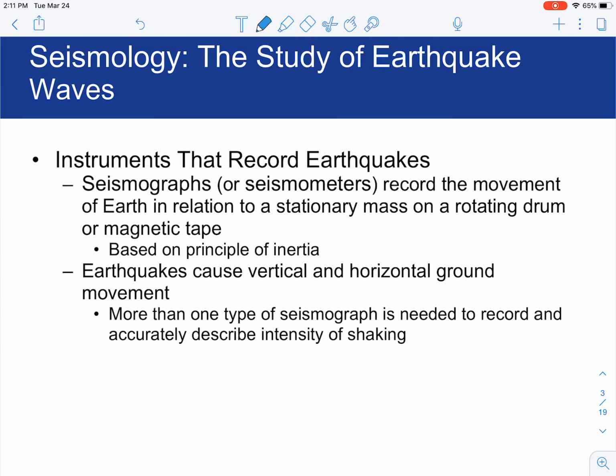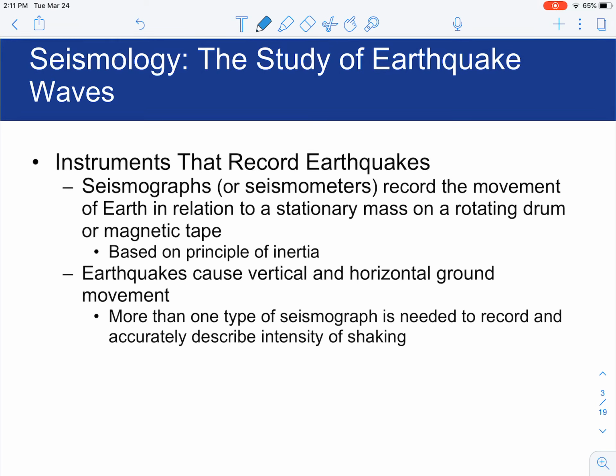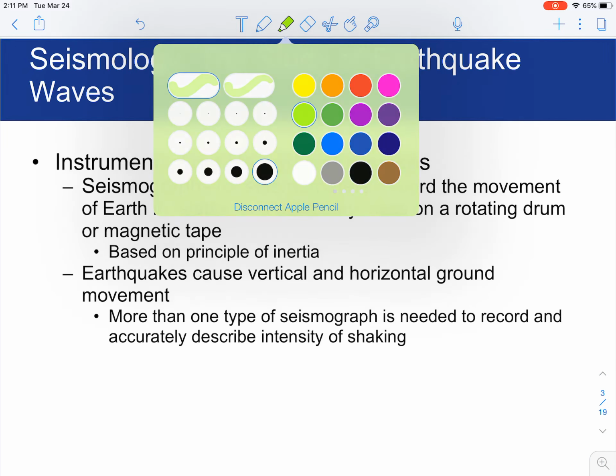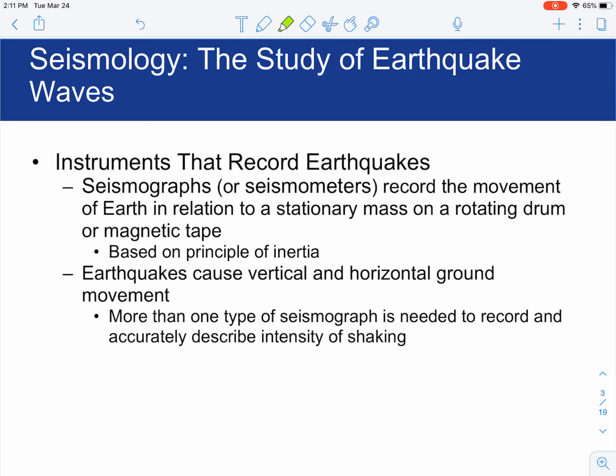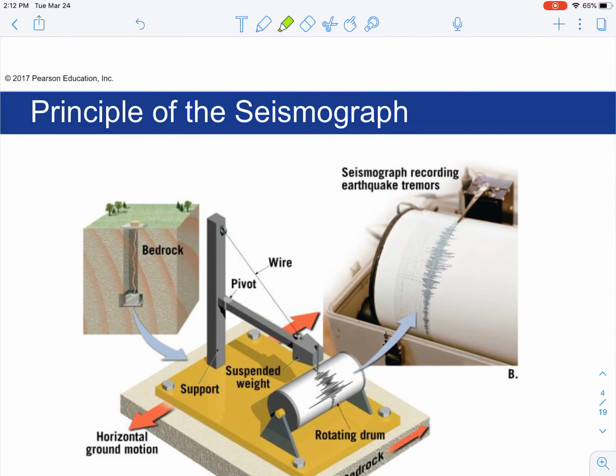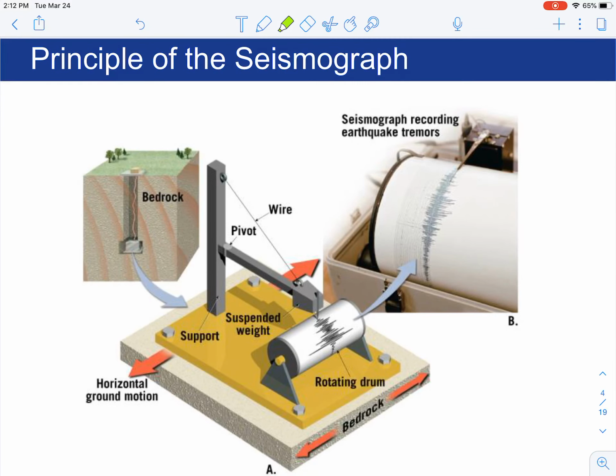So how do we study these earthquakes? We use something called seismology, and seismology is the study of earthquakes through a piece of equipment called a seismograph. And so I'm going to show you what a seismograph looks like here in the next slide. But basically, the real primitive versions of these were designed by the Chinese hundreds of years ago. Today, we have a more advanced design. And so here's an example of a seismograph.